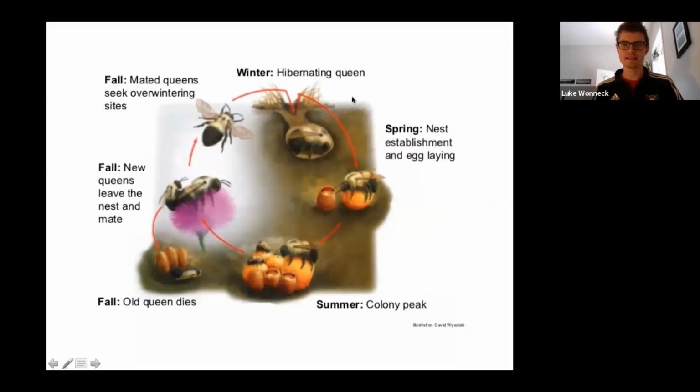So you can kind of see that cycle here. The mated queens seek their overwintering sites. They hibernate over the winter. In the spring, they establish their nest and they're laying eggs. It grows bigger and bigger, and then the old queen dies, and then everybody else actually dies, and the new queens will mate with the new males, and then they'll seek overwintering sites. They'll seek a place to hunker down over the winter and hibernate, and then they'll come back out. So that's kind of the cycle we're talking about here.